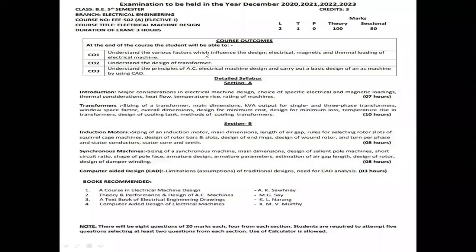So कहने का मतलब ये है कि डिजाइन तब तक स्टार्ट नहीं होता जब तक आप अपने क्लाइंट से, अपने कस्टमर से एक रिक्वायरमेंट नहीं पूछते हैं. Once the requirement is received, जब आपको रिक्वायरमेंट मिल जाती है, as a design engineer you will start working on the design part. So I will discuss with you the design of transformer.